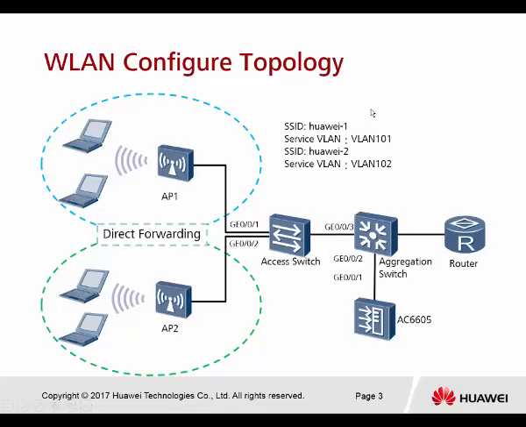So first, you have to understand how many VLANs you have to configure. So this one will be the first step we have to do. What is the management VLAN you want to assign? The service VLAN? And what kind of forwarding mode do you choose to configure? Is it the tunnel forwarding or the direct forwarding? So right now, the example is using the direct forwarding. And for the service VLAN, we have Huawei number 1 and Huawei 2, using VLAN 101 and 102.